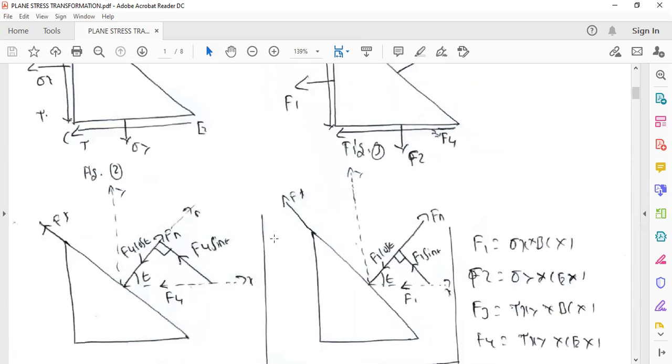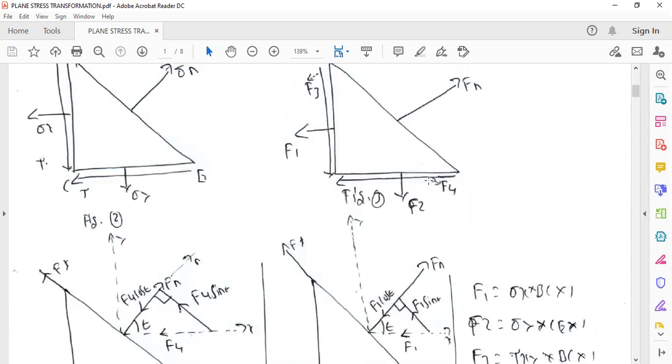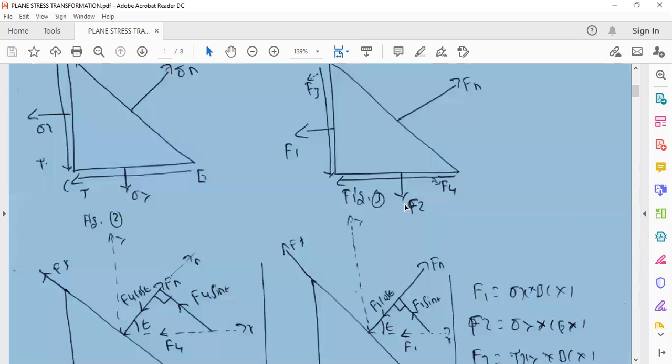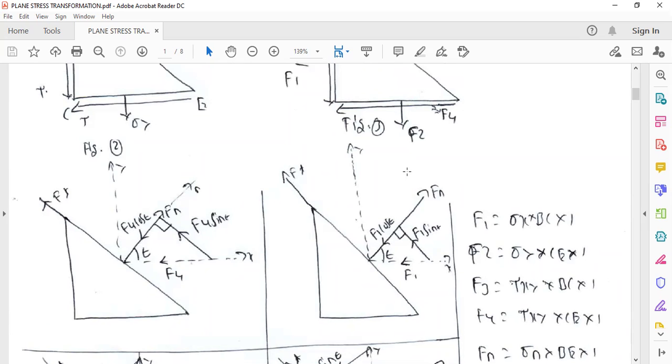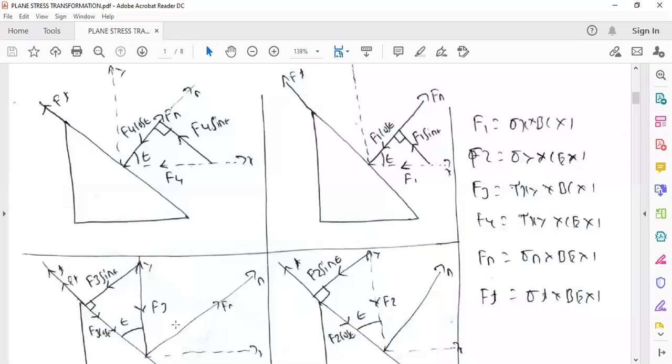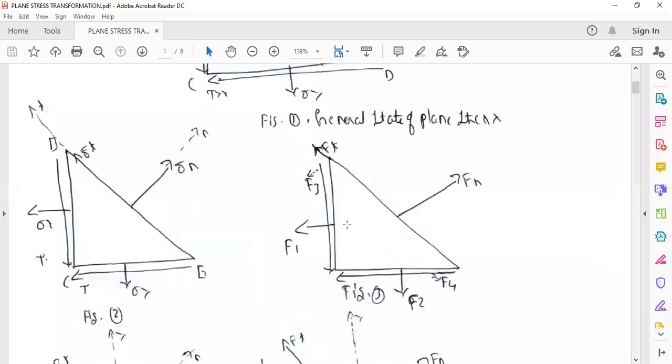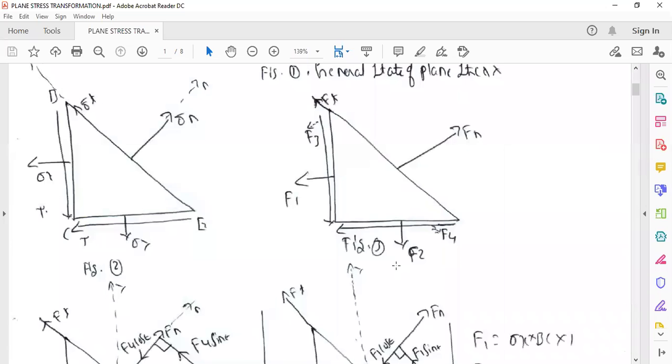If I resolve, I'll go to the first force. There is F4. F4 is this force. If I resolve it, as usual, my theta is this, the perpendicular. Then it becomes hypotenuse, perpendicular, opposite to 90 degrees. Therefore, this is F4 cos theta, F4 sin theta. Similarly, if I resolve F1, F1 is also in the same direction. Instead of F4, you can write F1 cos theta, F1 sin theta.